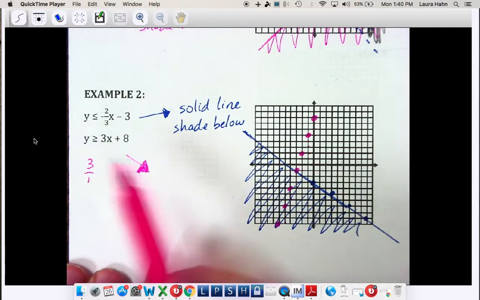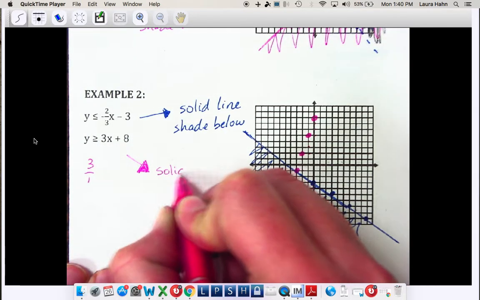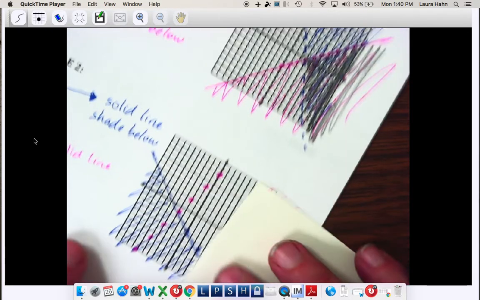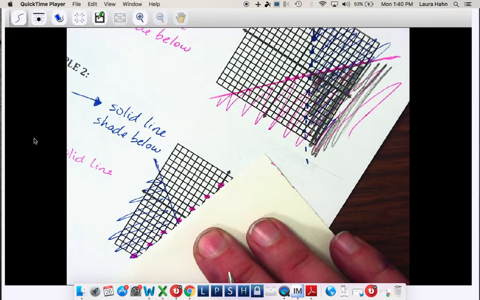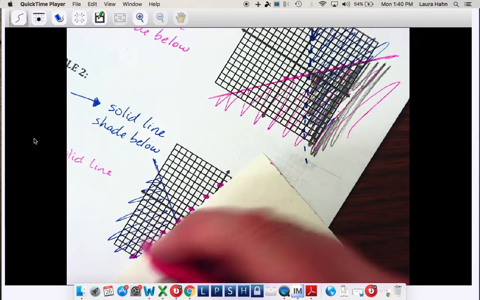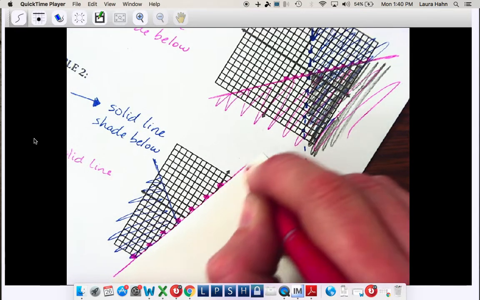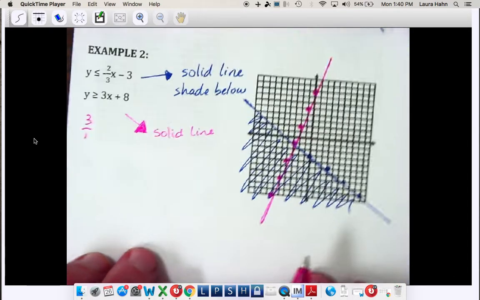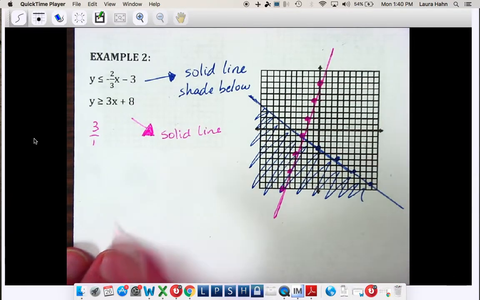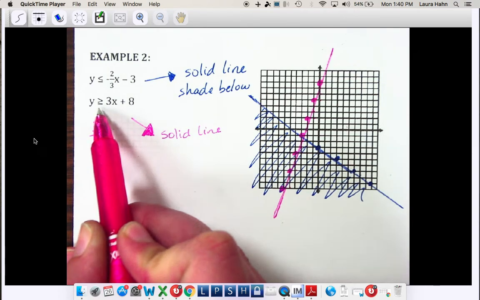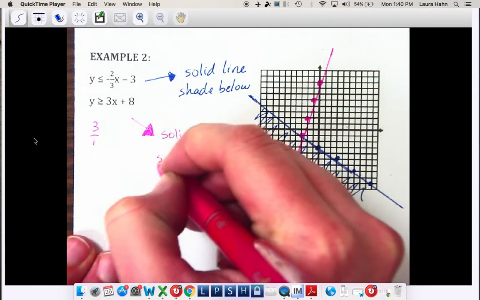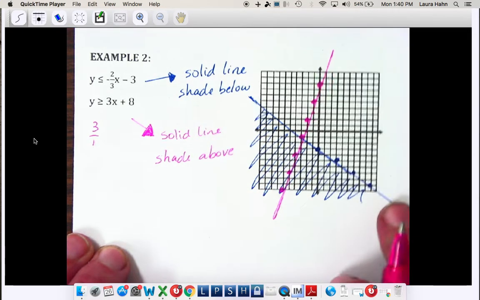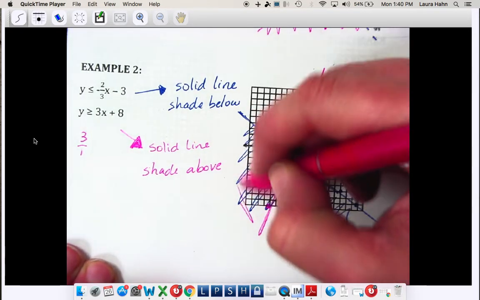There's a solid line underneath, which tells me I need to use a solid line. So let's go ahead and draw a solid line through those points. This is a greater than symbol, which tells me I'm going to have to shade above. So now I'm going to lightly shade above this pink line.